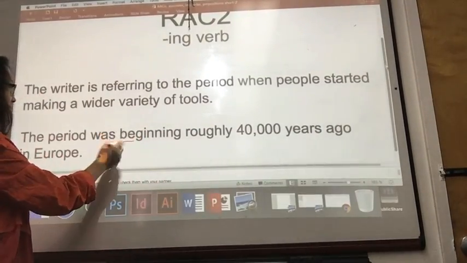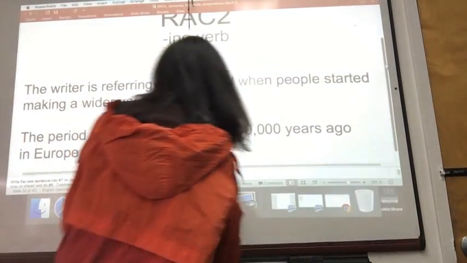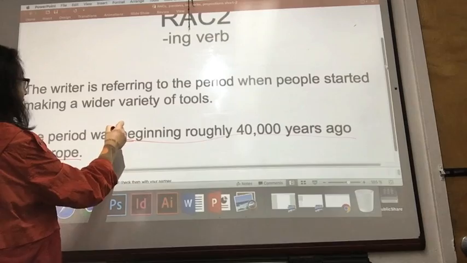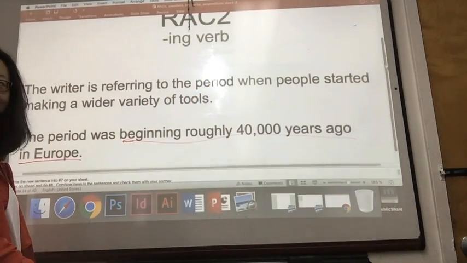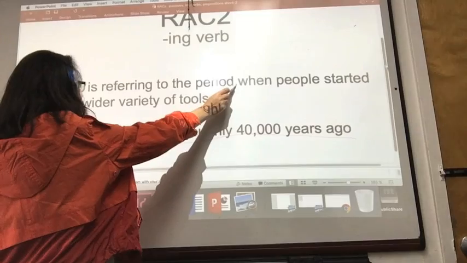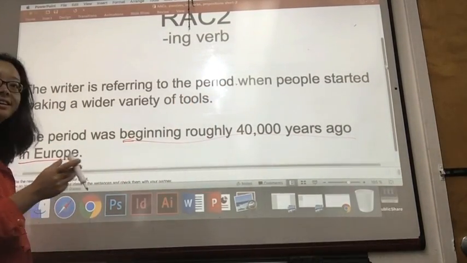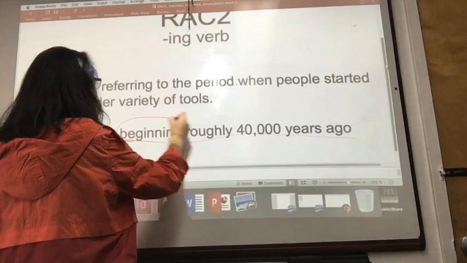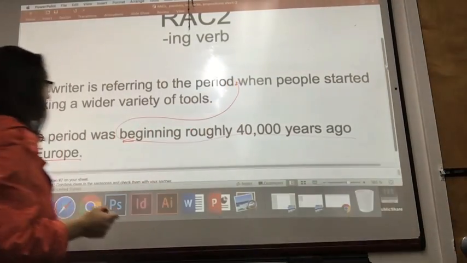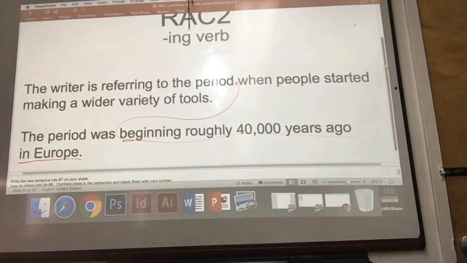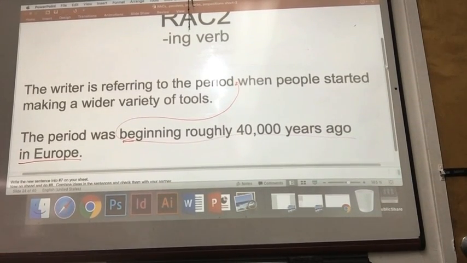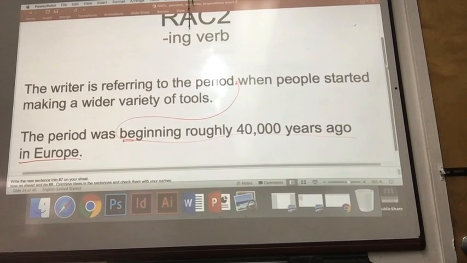Do you think she should add it where she's pointing? Let's try it. Okay. So now, Ying, can you read the sentence to us now that you've done that? The writer, in referring to the period beginning roughly 40,000 years ago in Europe, when people started making a wider variety of cures. Okay, what do you think?